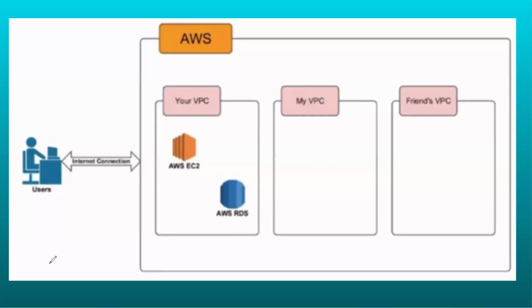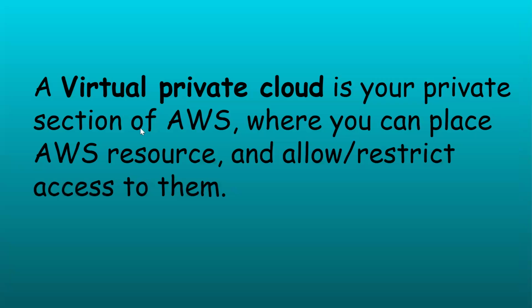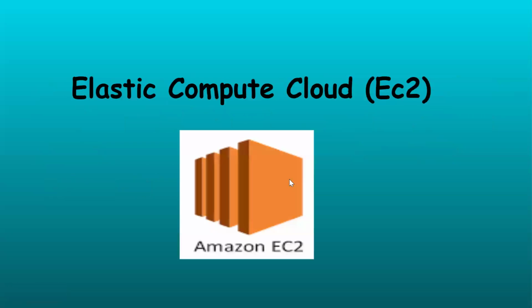But once it is under the network, what is the network? VPC, Virtual Private Cloud. That is a private section of AWS where you can place resources and decide who can access and who can't. What about the next topic, guys, please?